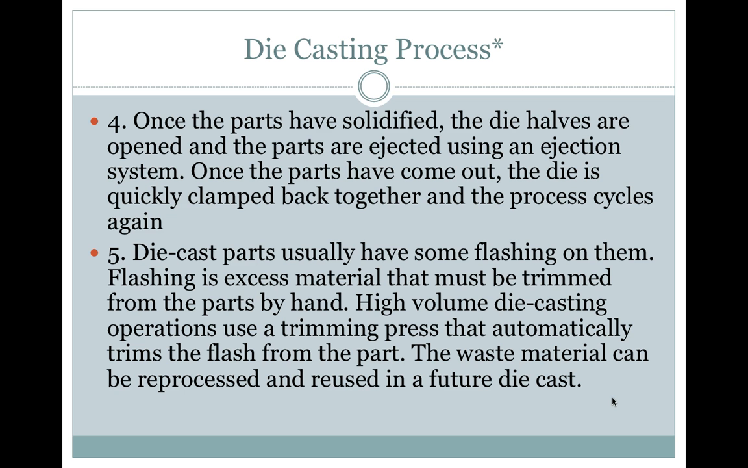Step 5. Die cast parts usually have some flashing on them. Flashing is excess material that must be trimmed from the parts by hand. High volume die casting operations use a trimming press that automatically trims the flash off the part. The waste material can be reprocessed and reused in future die casts.